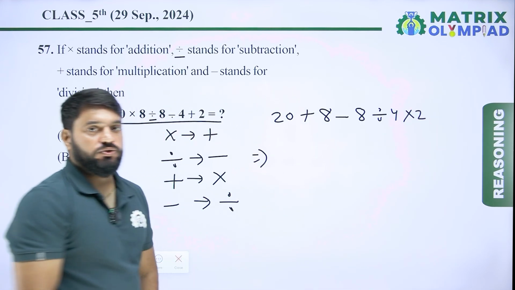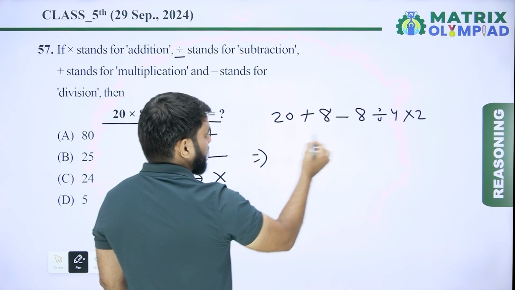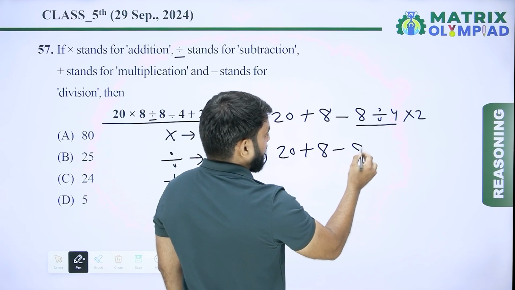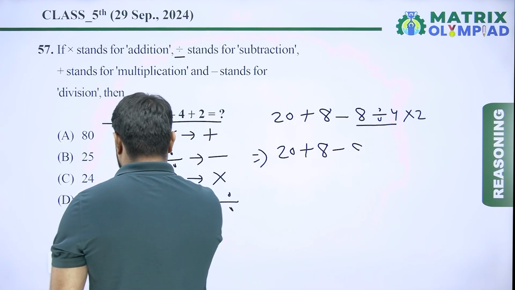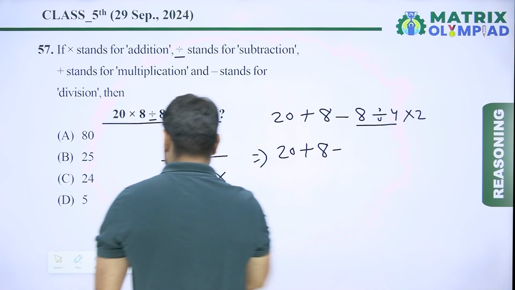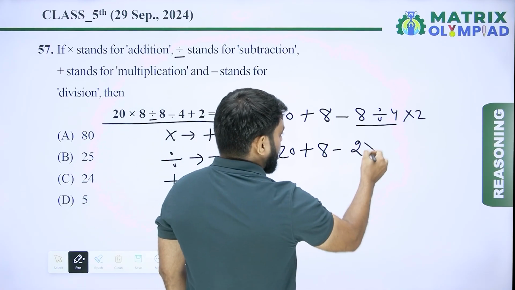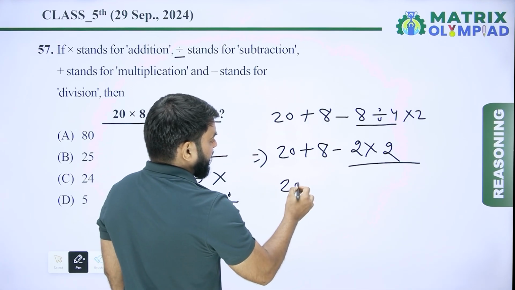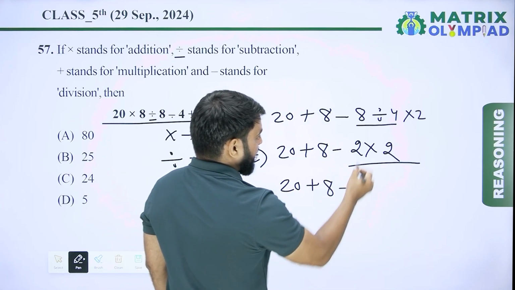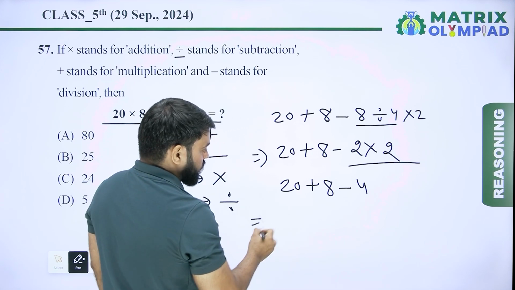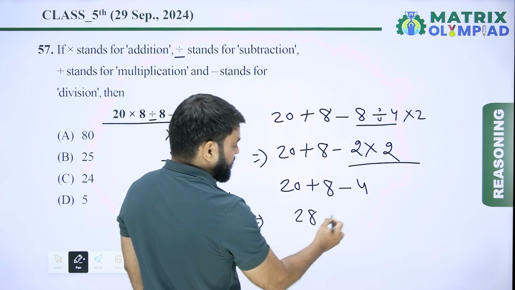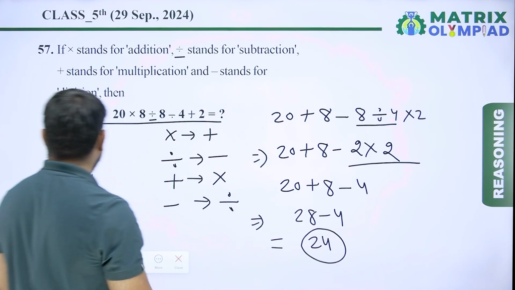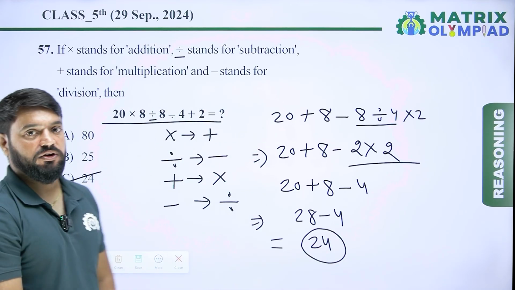So using the BODMAS rule in this expression, first divide the numbers. So 20 plus 8 minus 8 divided by 4. 8 divided by 4, it means 2. It means 2 multiply by 2. Now multiply the numbers. So 20 plus 8 minus 2 into 2, it means 4. So 20 plus 8, it means 28 minus 4. So 28 minus 4, it means 24. So here option C is the correct answer of this question.